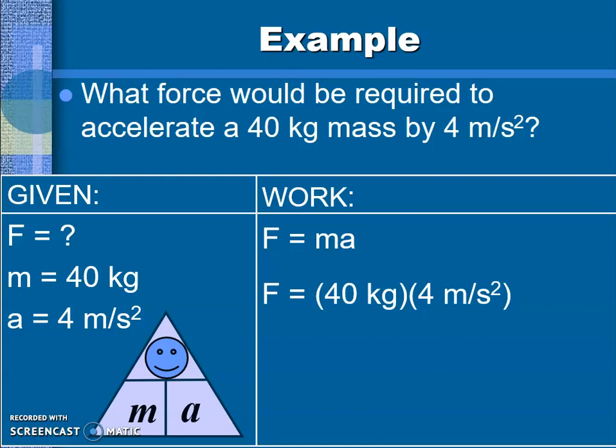So 40 times 4 equals 160. And then I'm going to use my derived unit, capital N, for newtons. Or if you prefer to have your entire unit, you can do that, kilograms meters per second squared. Both are correct.